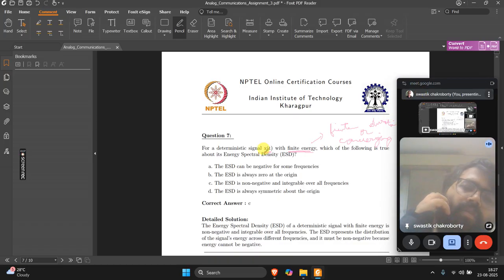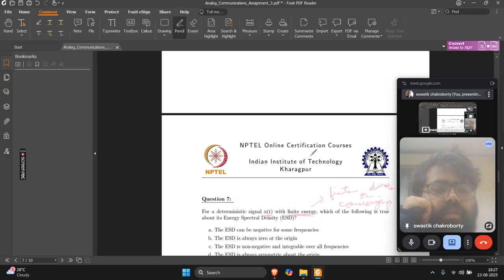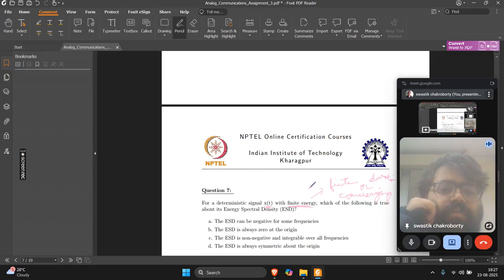So, in a deterministic signal, which of the following is true for its ESD? Let's take the options one by one. Three of them will be false, one of them will be true. So, the ESD can be negative. This is false. The ESD under any circumstance for any signal will never be negative. So, it is a very strong condition. It can never be negative for some frequencies.